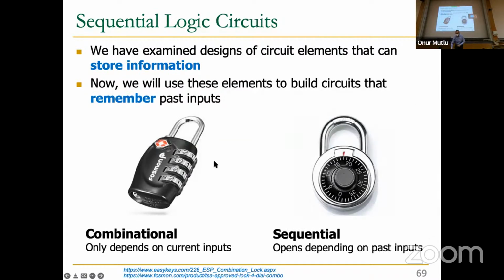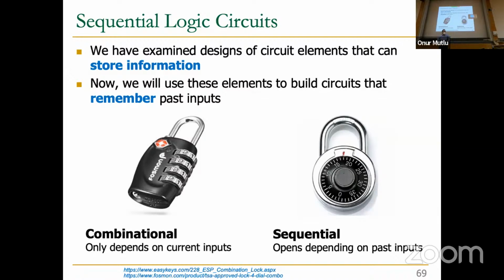Has anybody used this combinational lock? How many people? Okay, a lot of people, that's good. Has anybody used this sequential lock? It's also called, in English at least, a combination lock. It's really kind of annoying terminology, but okay, I think more people have used the first one. Can I see a show of hands for combinational on this one over here? Okay, what about sequential? Okay, I think sequential is losing.